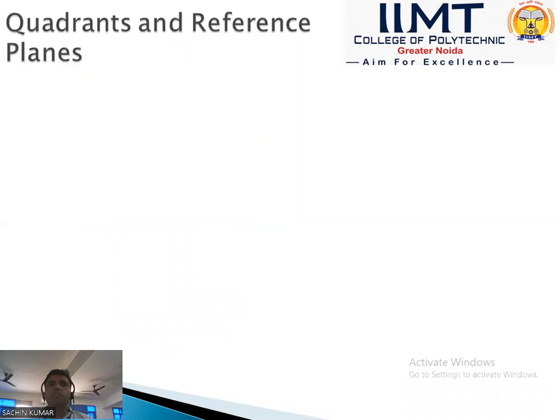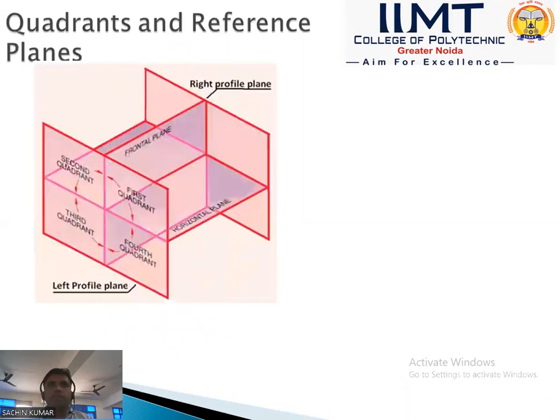What is next? We discuss the quadrants and the planes. We will discuss the horizontal plane, vertical plane, right hand profile plane, and left hand profile plane. These are profile planes.